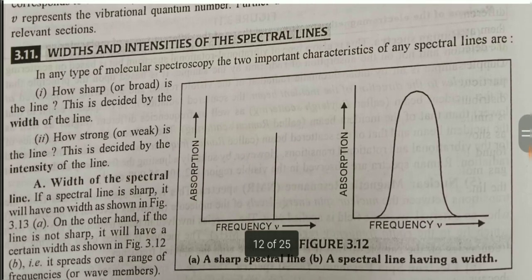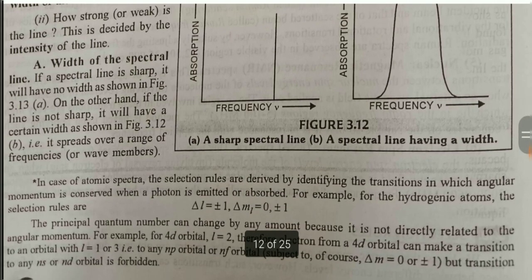Heading 3.11: Widths and intensities of the spectral lines. In any type of molecular spectroscopy, the two important characteristics of any spectral lines are: first, how sharp is the line. This is decided by the width of the line. Second, how strong is the line. This is decided by the intensity of the line.